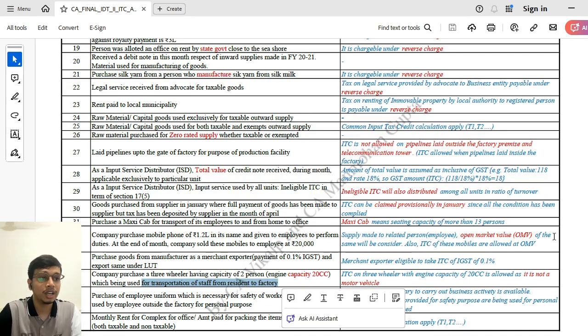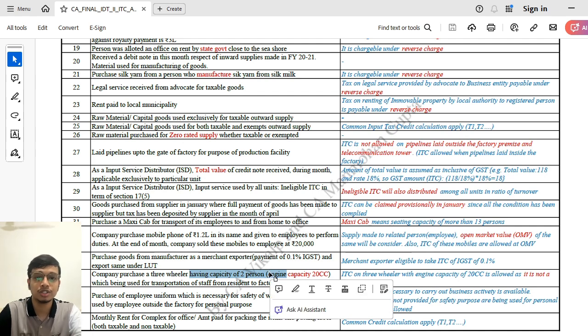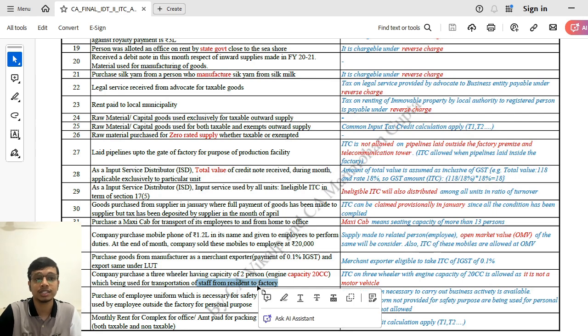So next point, company purchase a three-wheeler for a sitting capacity of 2, engine capacity is 20 cc, which is used for transportation of staff from resident to factory. इसमें मोटर व्हीकल की आपको डेफिनेशन पढ़नी पड़ेगी क्योंकि उसमें लिखा हुआ है कि 20 सीसी की है तो वो मोटर व्हीकल में कवर नहीं होता। सो वी कैन क्लेम आईटीसी फॉर सच व्हीलर which has engine capacity of 20 cc. So ITC can be availed.